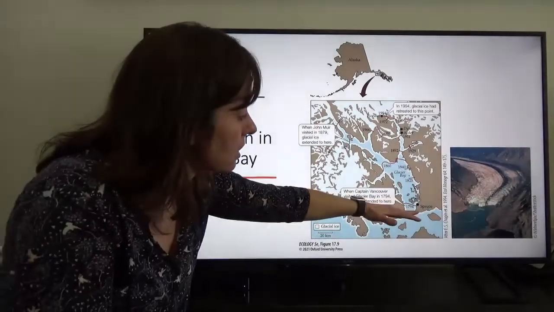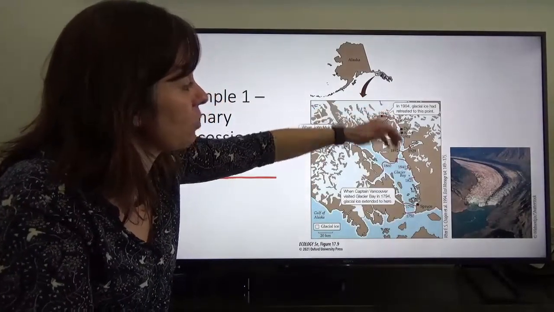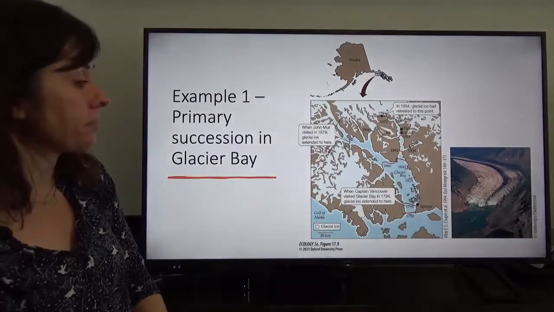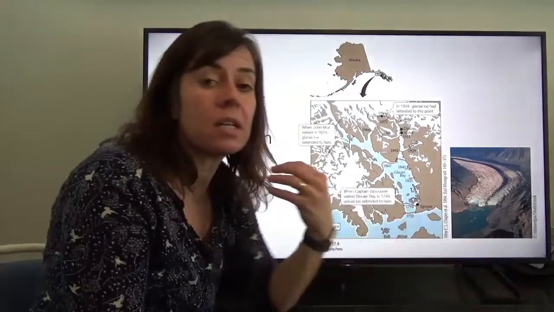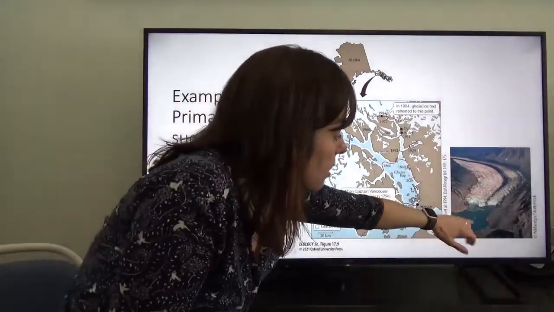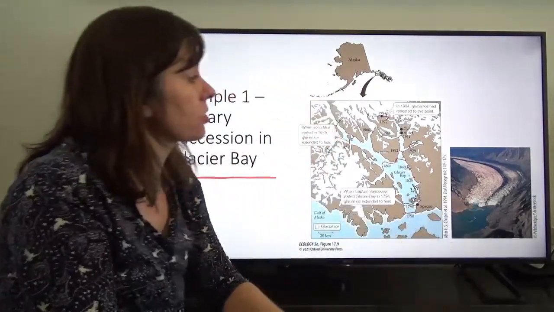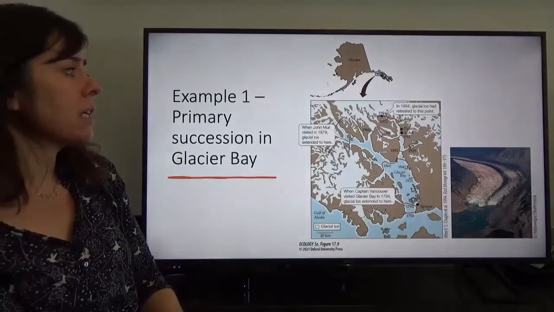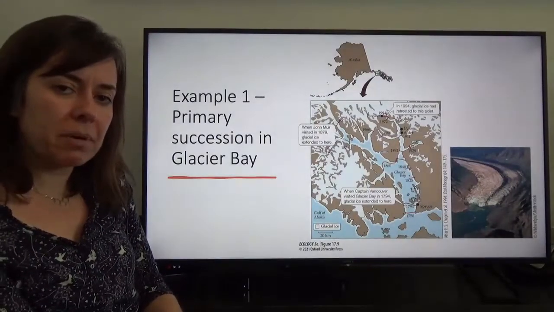So you can see this retreat of glacial ice that has really extended quite far away from its original starting point. And this picture is just of the tongue of the glacier extending out, and you can see ice calving off of that glacial tongue. Okay, so glaciers, we know they have a pretty big impact on systems.